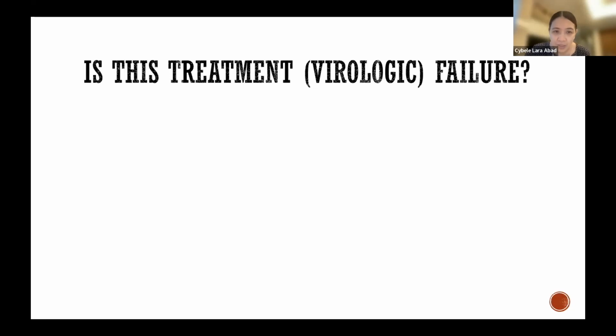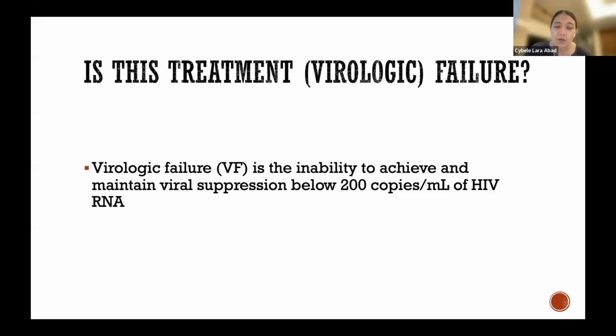And so the answer is, we have to go back and figure out what is the definition first of treatment or virologic failure. Typically, virologic failure is the inability to achieve and maintain virologic suppression below 200. If you remember, in our patient, his viral load numbers are just 48 and 57 or something like that. There's no numbers yet above 200 copies. So is this treatment or virologic failure?